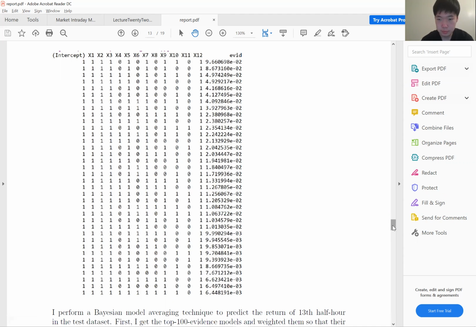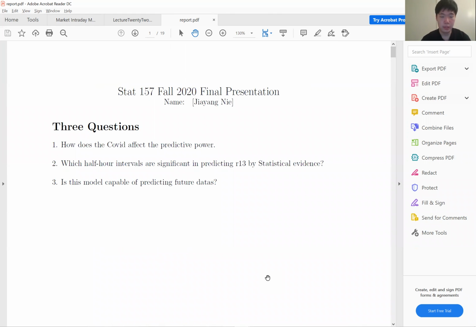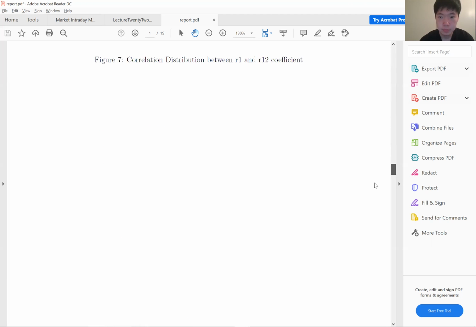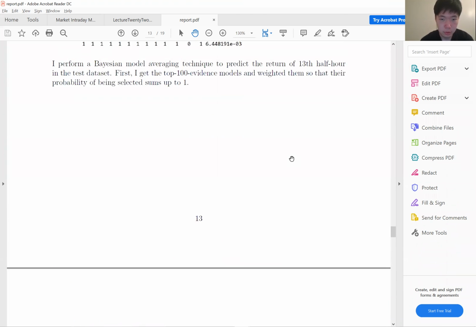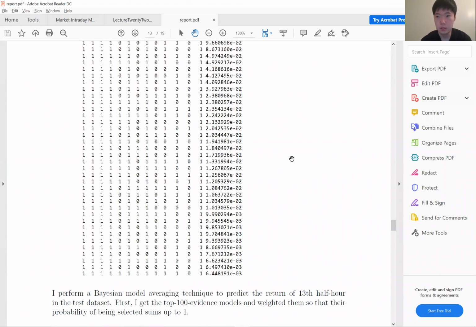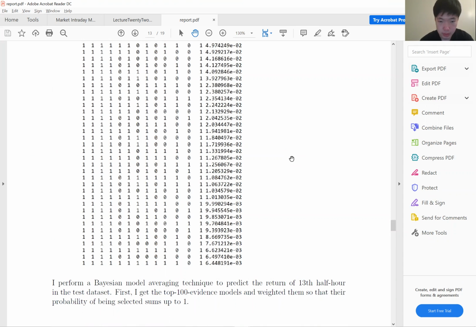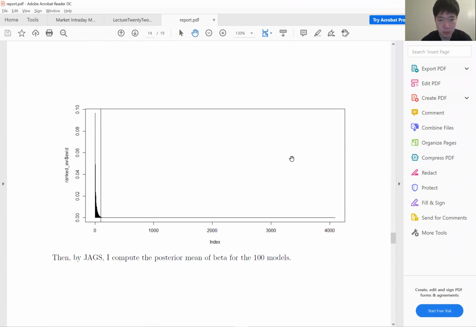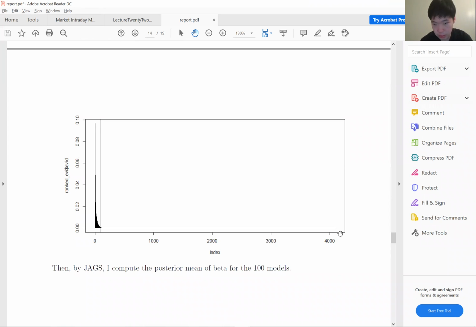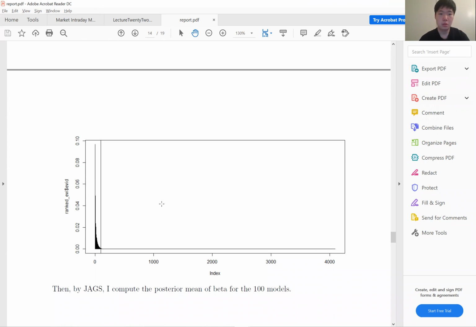And for my third question, can we predict future data from this model? To address that, I'm going to perform a Bayesian model averaging technique. So I get the top 100 evidence models and I weight them so that their probability of being selected sums up to 1. I'm only choosing the top 100 evidence models, as there are about 5,000 models available, because all the models after the top 100 have such small evidence that we can just ignore them for simplicity.